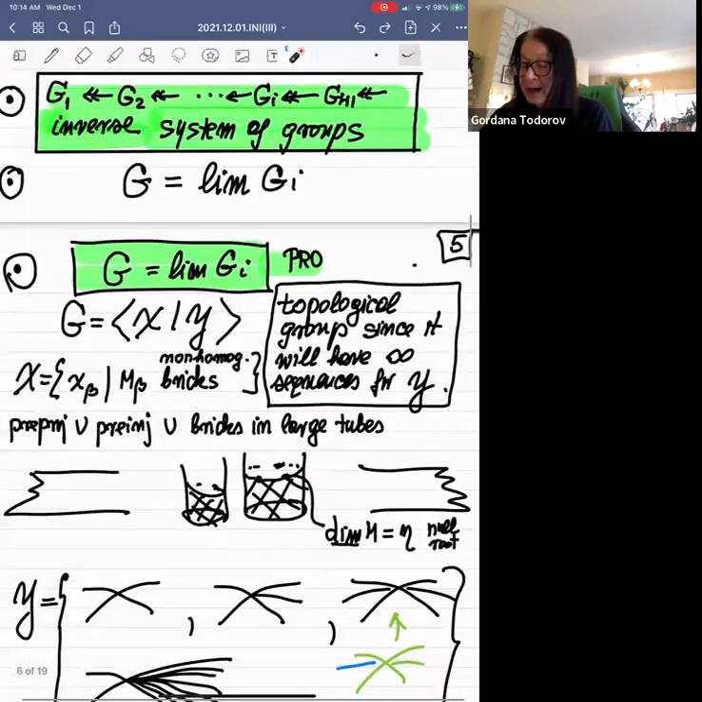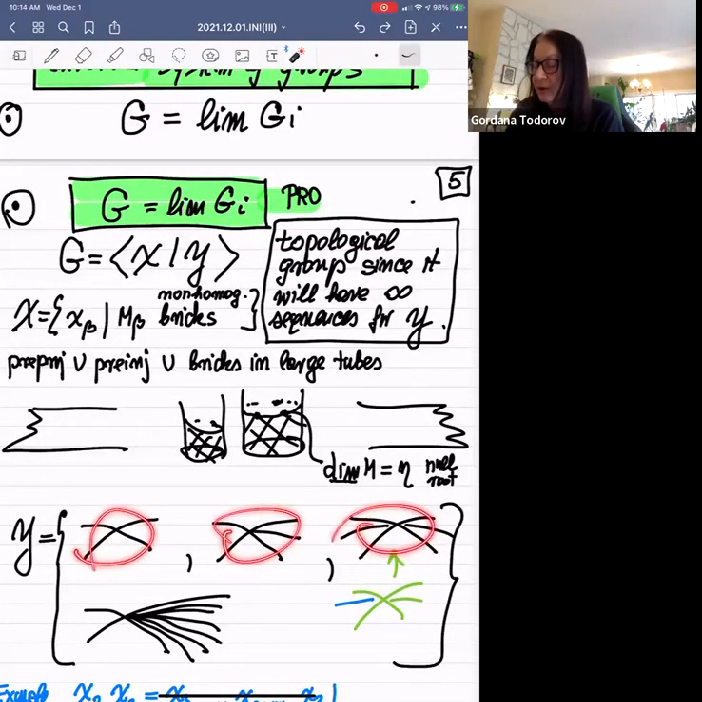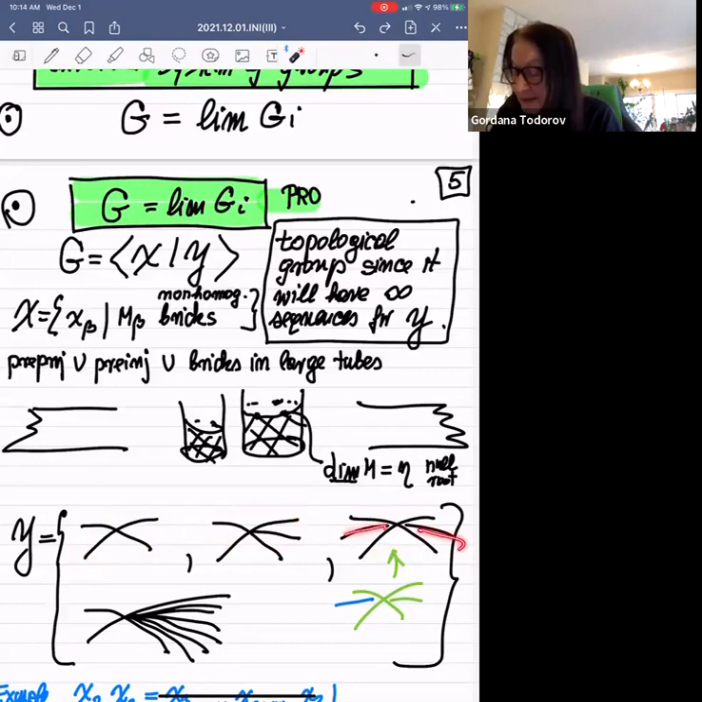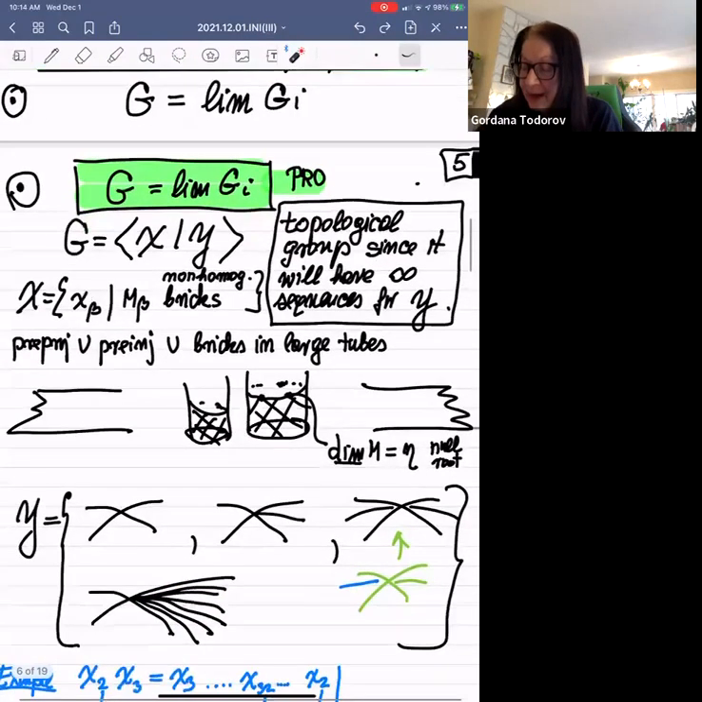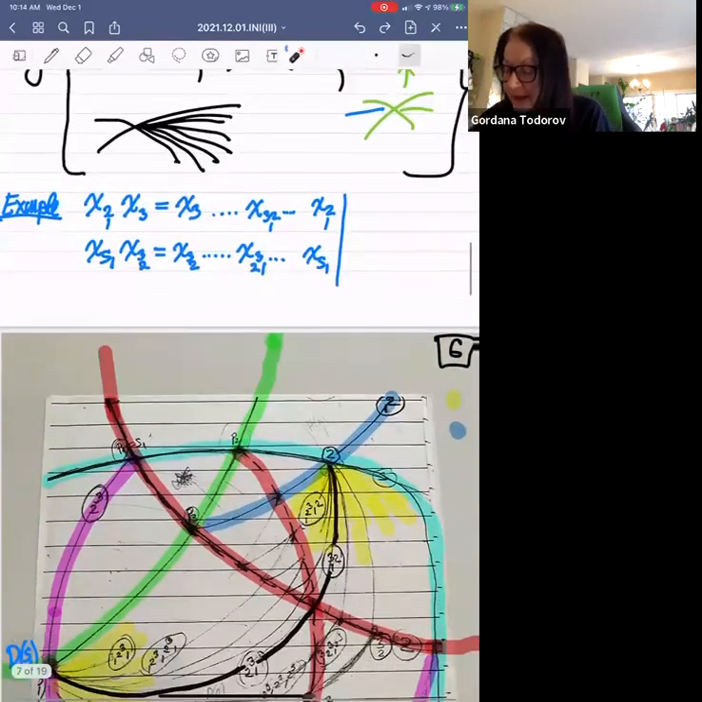And at this point, our Y, which is the set of relations, will be, of course, the old ones that we already had. We have this, and now we have things of this form, where you have infinitely many. Let me just go back to the picture to point out where it happened.